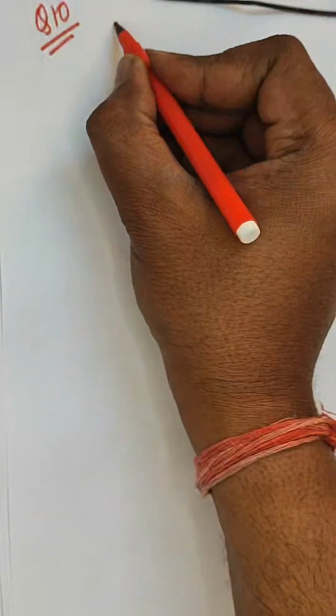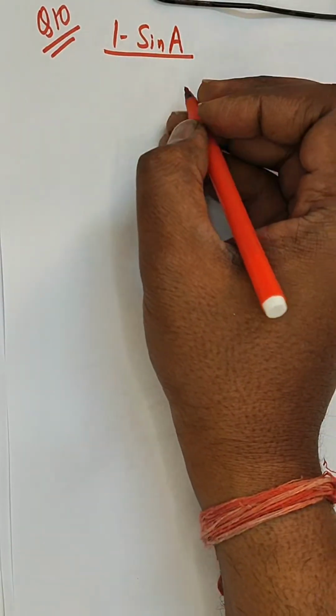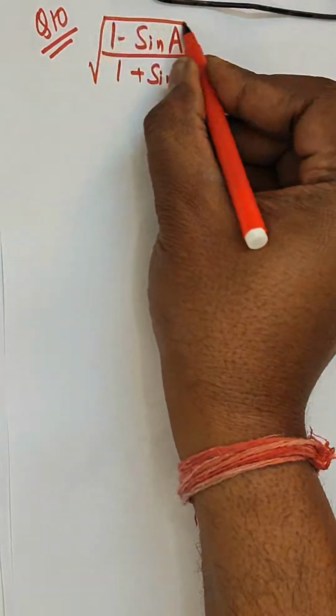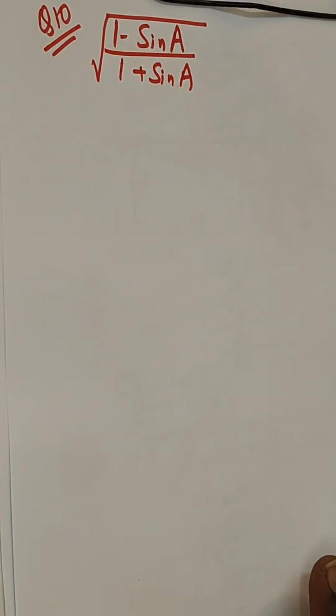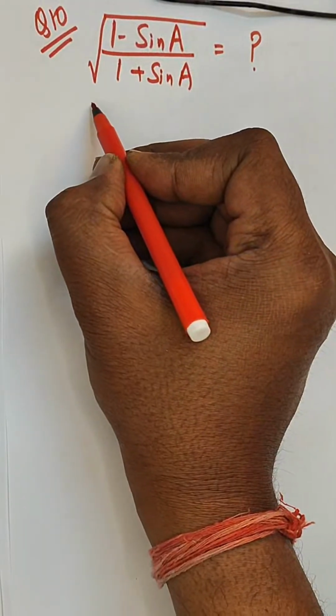Question number 10 for today. Question number 9 is done. Trigonometrical ratio we have almost covered. Yes, let us take this question. It's given that this ratio, the square root of 1 minus sine a by 1 plus sine a, is to be evaluated.